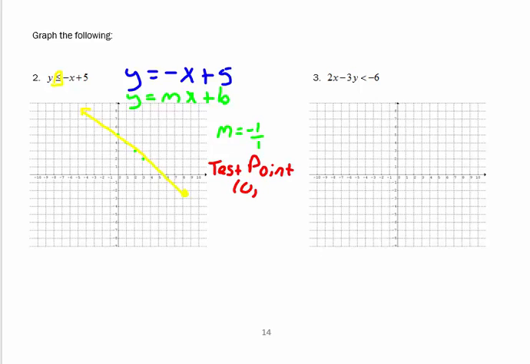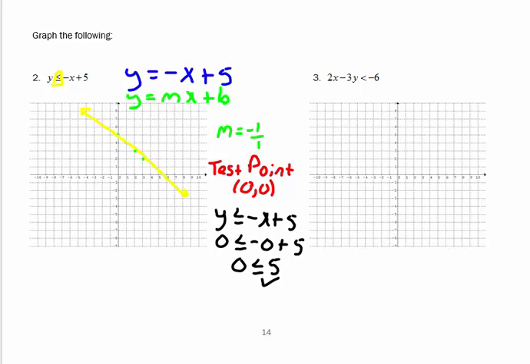Now anytime you test, always go back to the original inequality. So my original inequality was y being less than or equal to negative x plus 5. Plugging in 0, 0, I want to find out, is 0 less than or equal to negative 0 plus 5? And 0 is less than or equal to 5, so that does check out.